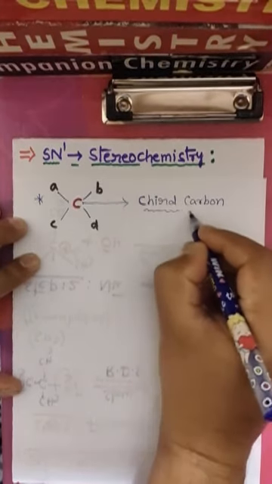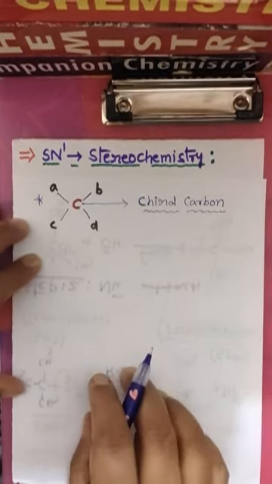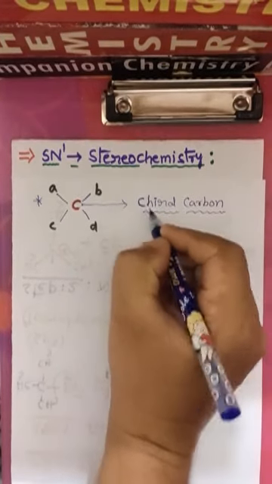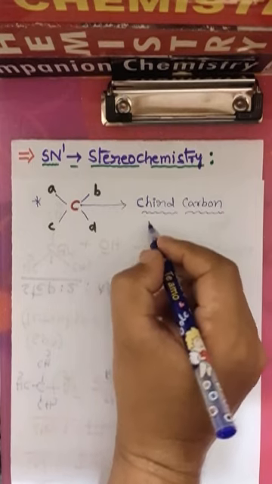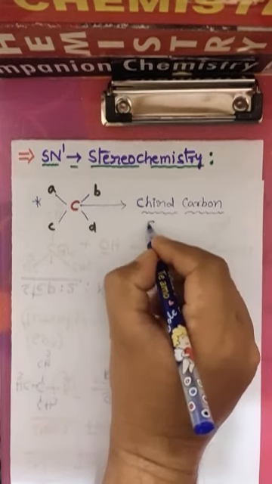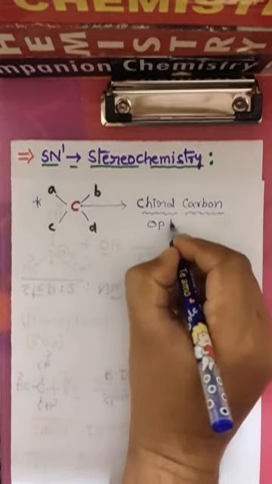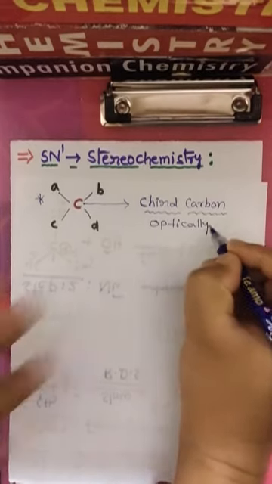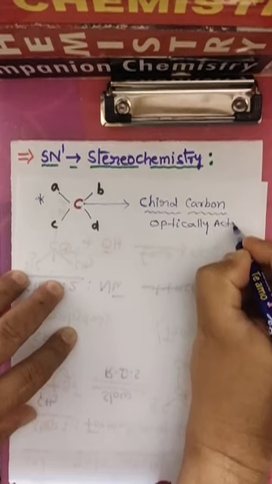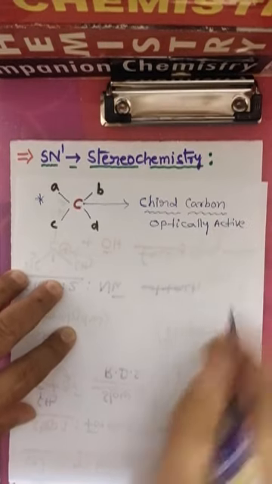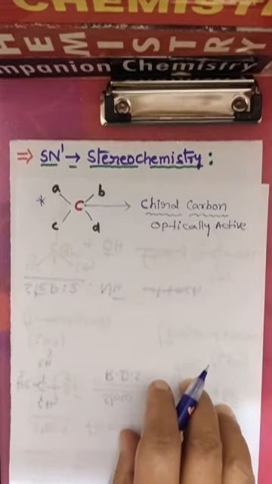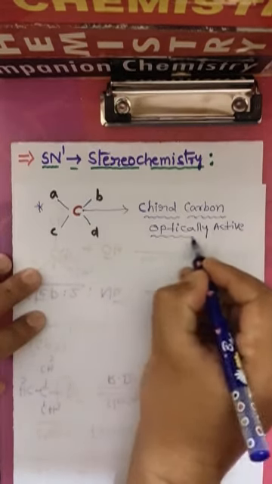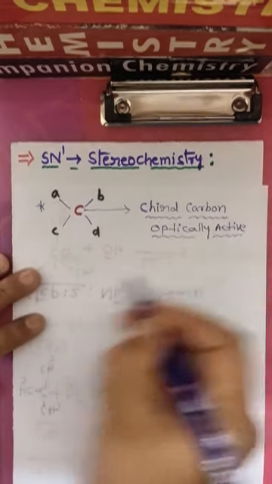So, stereochemistry of SN1 can be explained according to chirality. And these are optically active compounds. If a compound has a chiral center, such compounds we are calling optically active compounds.